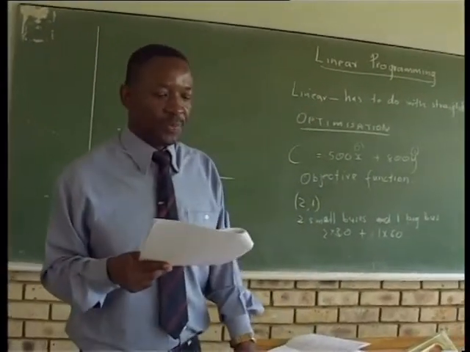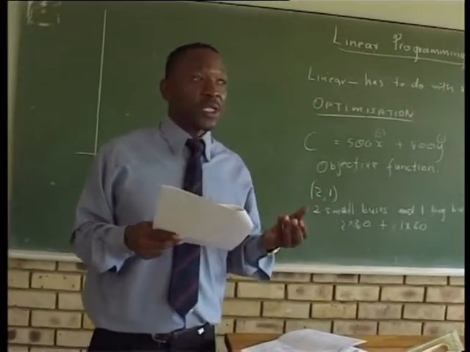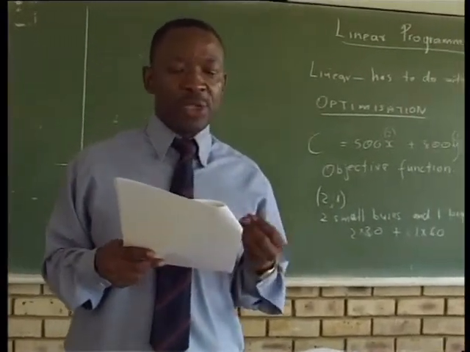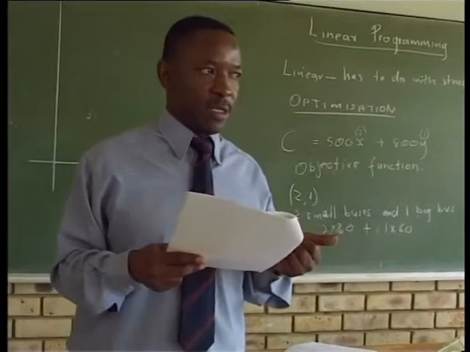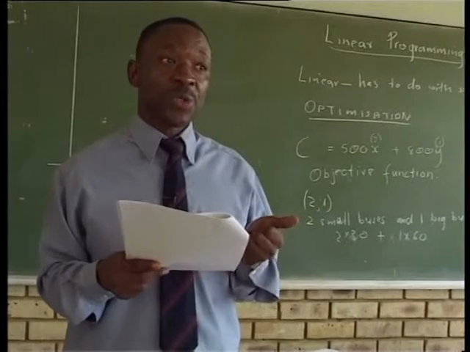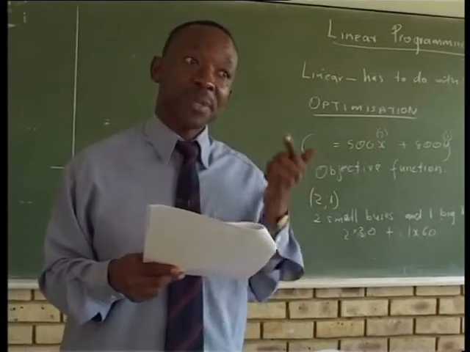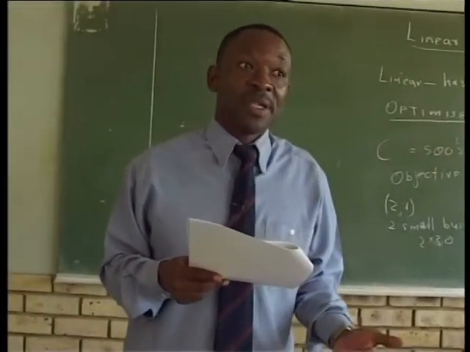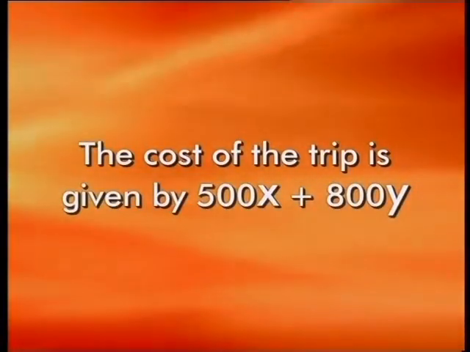Objective function. Objective function allows us to choose the best solution. Given the cost of the smaller buses as 500 Rand per bus and the larger buses as 800 Rand per bus, the cost of the trip is given by 500x plus 800y.